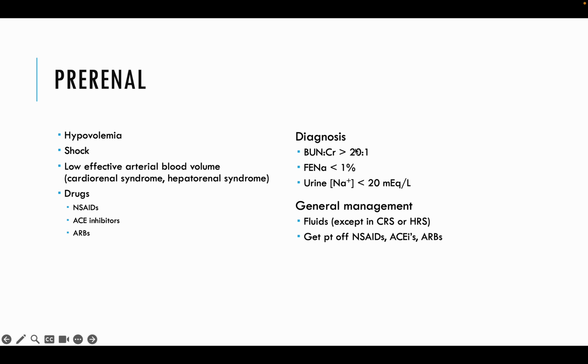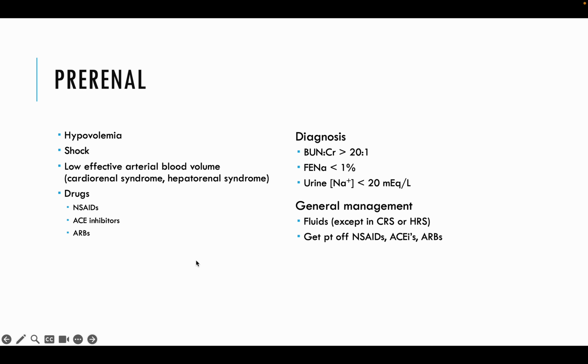The BUN to creatinine ratio is typically quite high in this situation, usually over 20. I will mention that the BUN to creatinine and FeNa are imperfect per AMBOSS, but you will still see them used, especially on Step 2 and possibly in clinical practice as well. Causes are any reason the kidney might not be getting perfused: hypovolemia, shock, low effective arterial blood volume, simply meaning that you have plenty of volume but it's not in the arteries for one reason or another, cardiorenal syndrome from heart failure being common, or the patient is taking drugs that decrease renal perfusion.